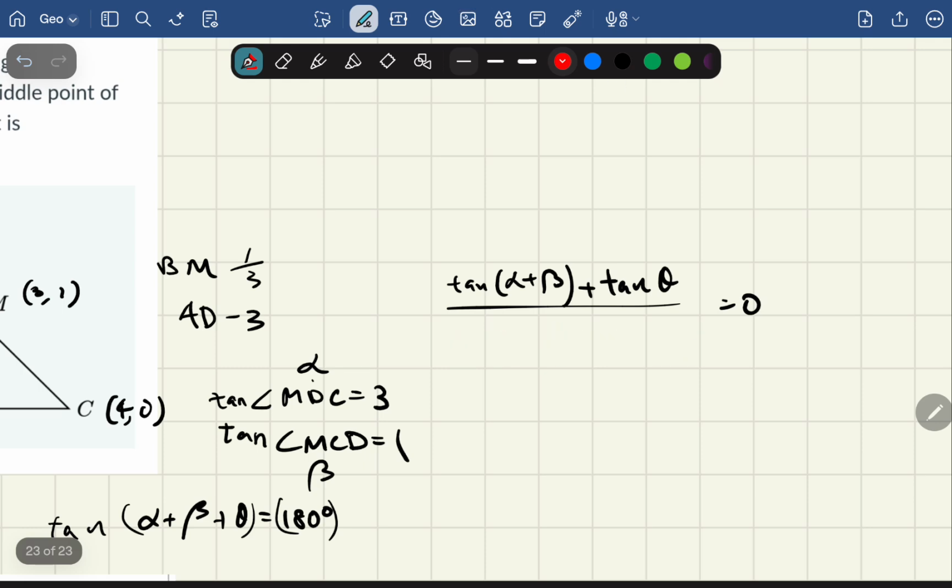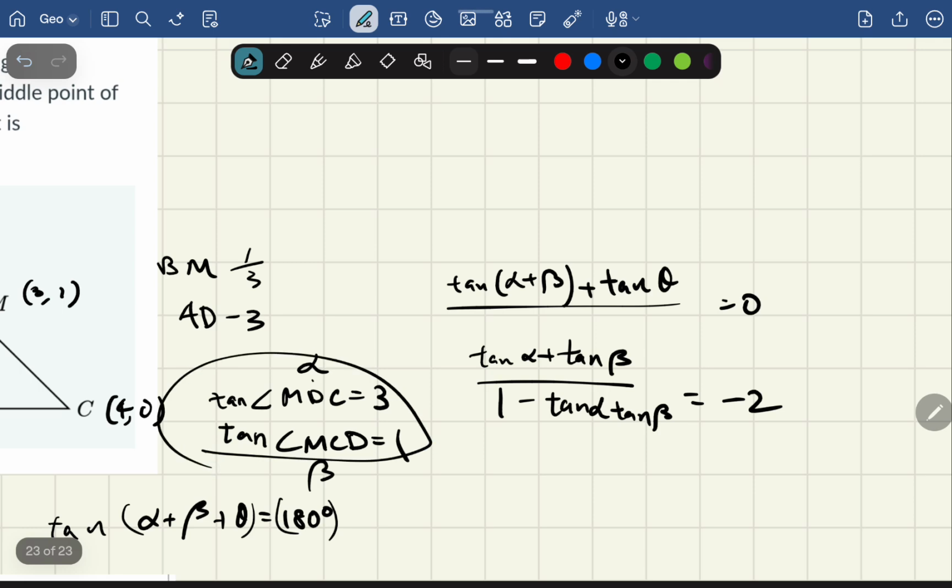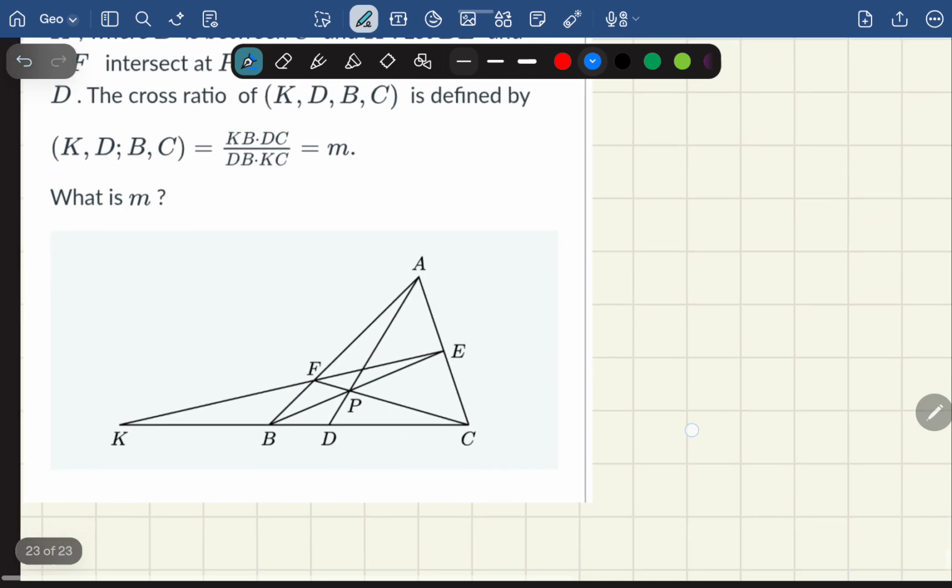So what is tangent alpha plus beta? Well, that is just tangent alpha plus tangent beta over 1 minus tangent alpha tangent beta, which is -2 if you plug in these values. So that gives tangent of theta is equal to 2. So 0, 0, 2 is our answer. Last question.